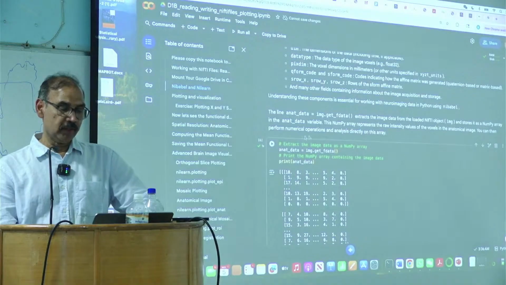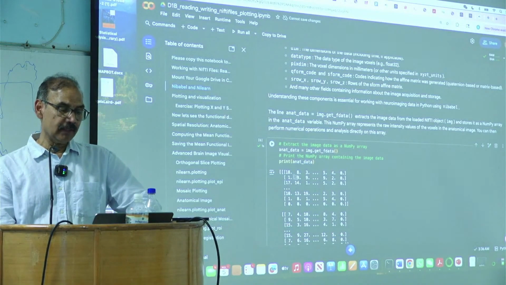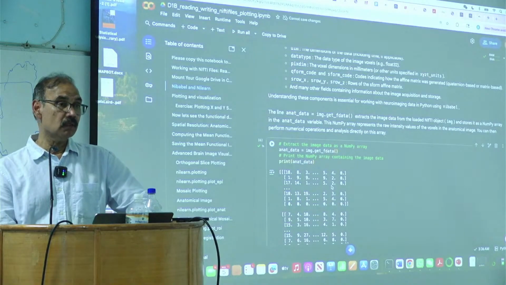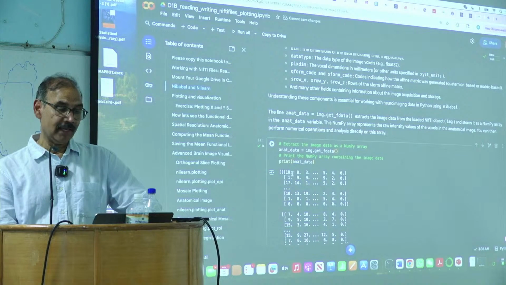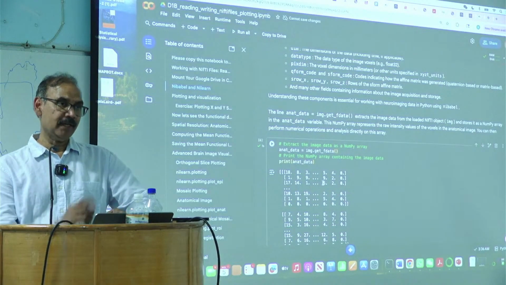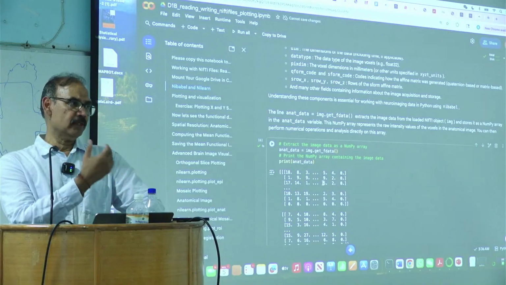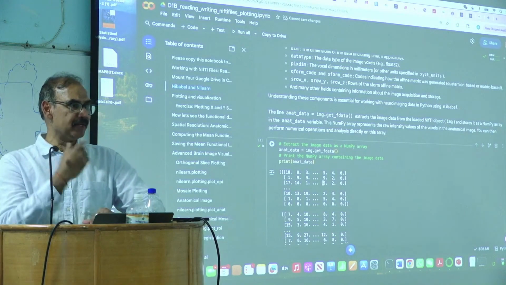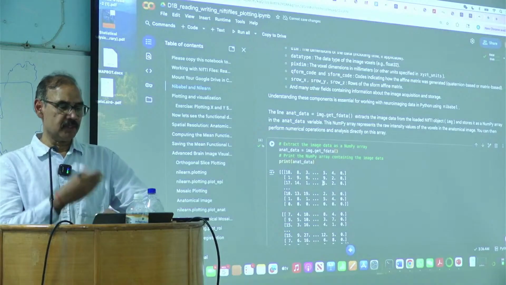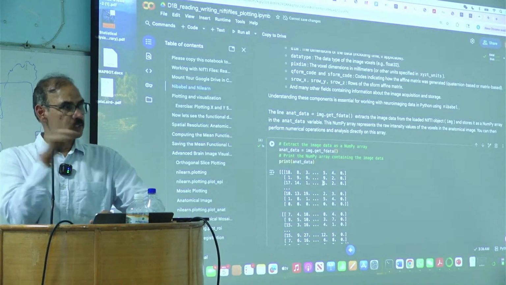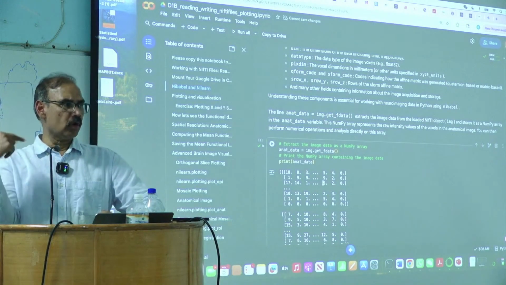Right, so this one reads the data, and can anyone tell what these numbers are? Like 18, 8, 3, dot, dot, dot. So any image is simply a matrix of numbers, right? So this is displaying the numbers across each row or column.